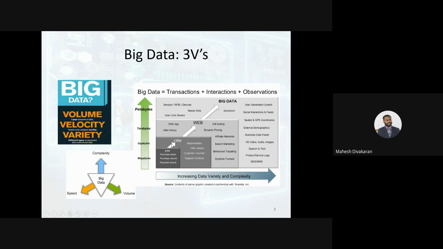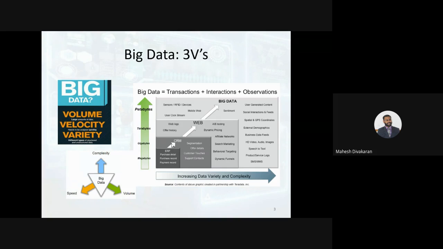Nowadays, if you look at the data journey, the data size the entire world generated 50 years back is now generated in a single day. So that much amount of data is generated every single day. We can simply imagine how much data is generated in a single day.